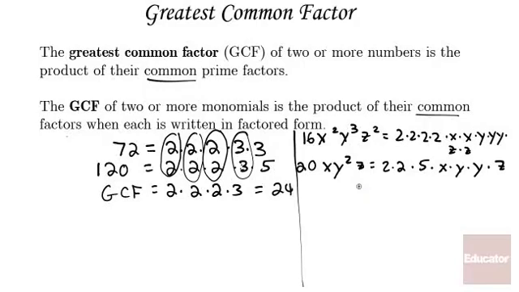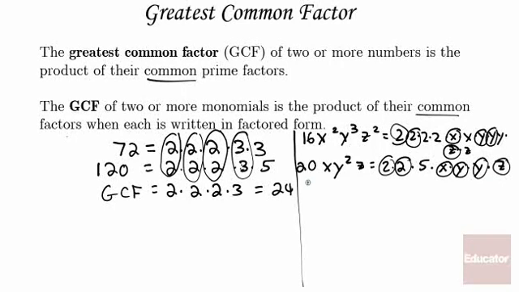Okay, so I'm looking for common factors. They each have this first 2. They each have a second 2. They each have 1 x. This does not have a second x, so I cannot include that. First y, second y, and a z.